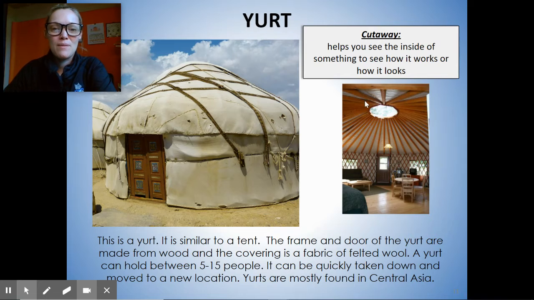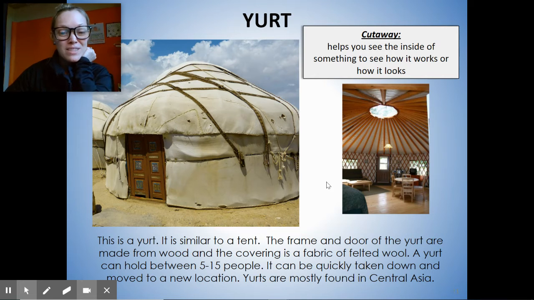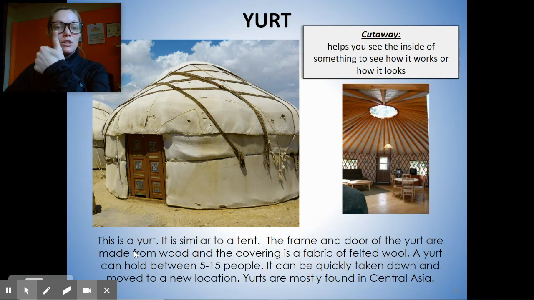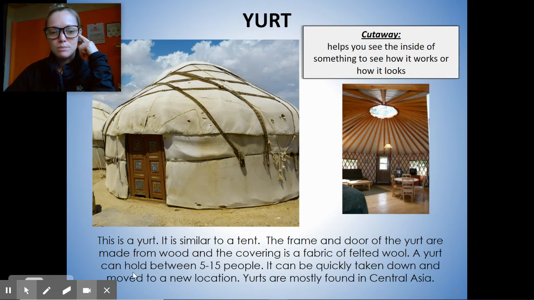So here's another text feature we haven't really talked about, called a cutaway. It helps you see inside something or see more details. So over here we have a picture of a yurt, but then off to the side we have a smaller picture that shows inside the yurt. So we have some things like that too that are fun. Listen for, as we read this, where is a yurt located? Where can it be found? What is it made out of? The materials it's made out of, and then some fun, interesting facts.